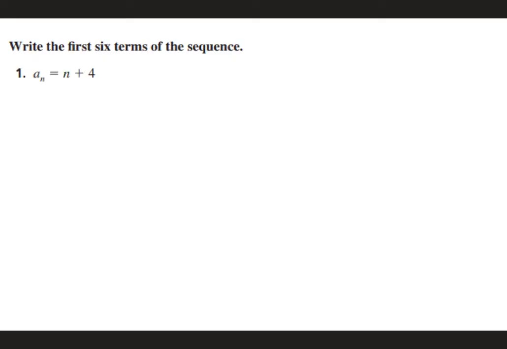All right, so this is an explicitly defined version of a sequence right here. It says that a sub n, so the term n, right? N is just a placeholder. So the nth term is equal to whatever term number it is plus 4. Okay, so let's go ahead and talk about this. The problem says to find the first 6 terms. So we're going to go ahead and find A1, A2, A3, A4, A5, and A6.